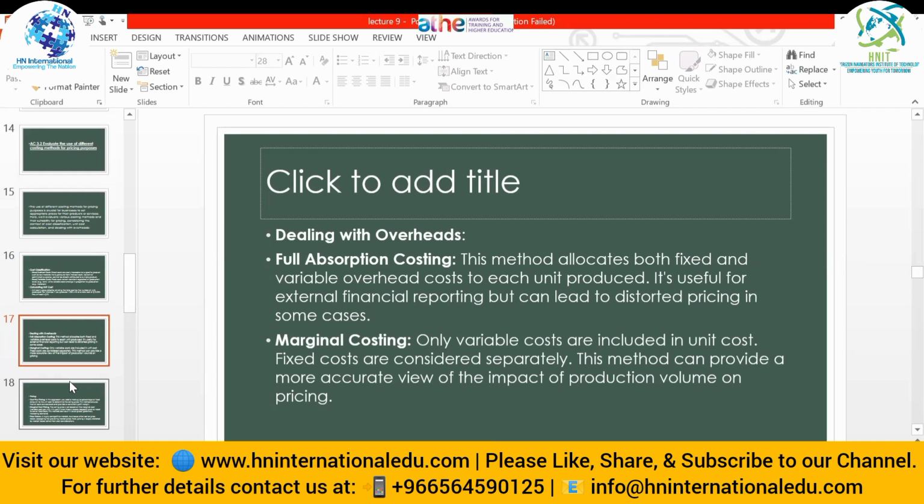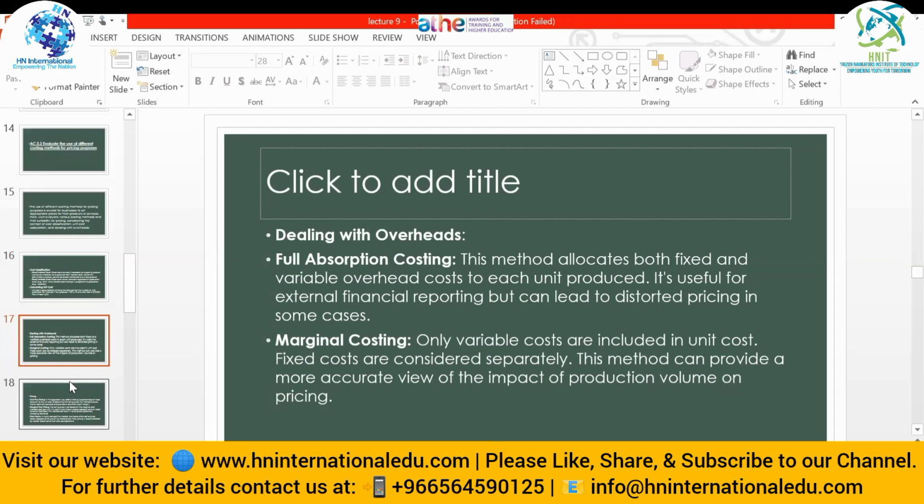Now, these are some cases which are related to natural calamities. Marginal costing: only variable costs are included in the unit cost. Fixed costs are considered separately. This method can provide a more accurate view of the effect of production volume on the pricing.